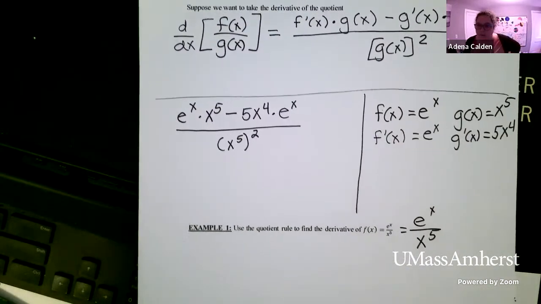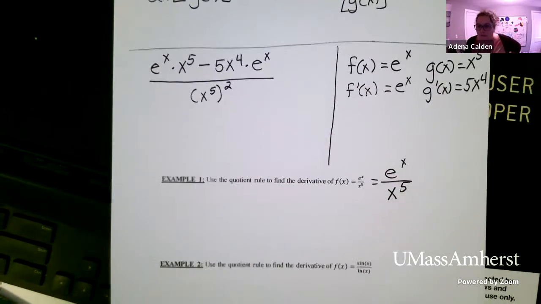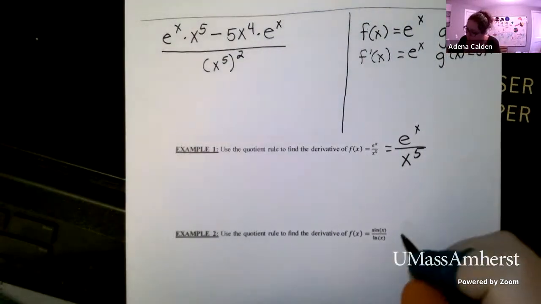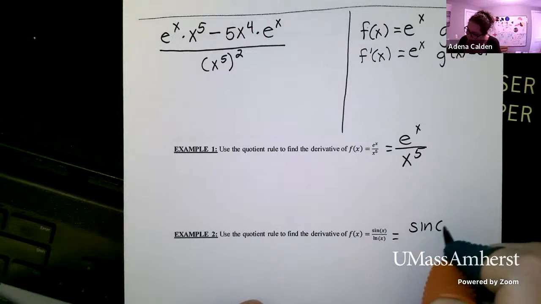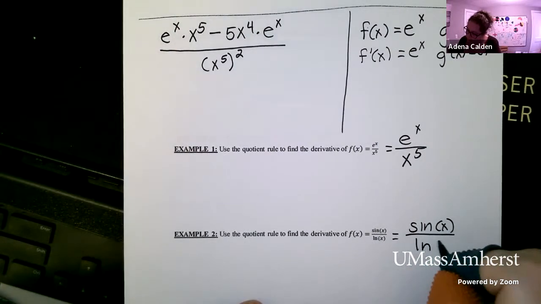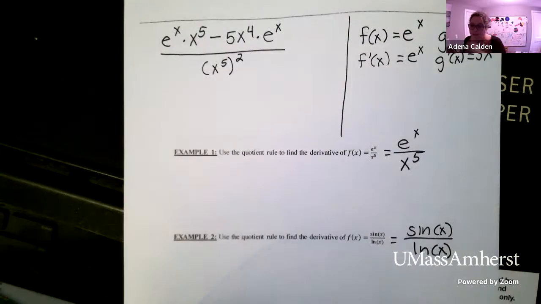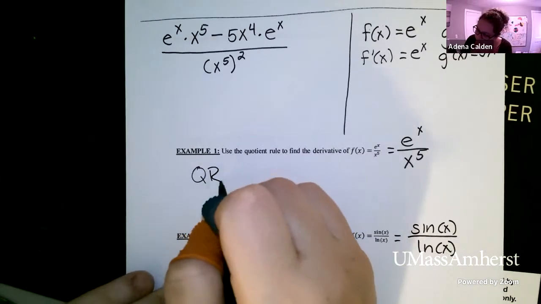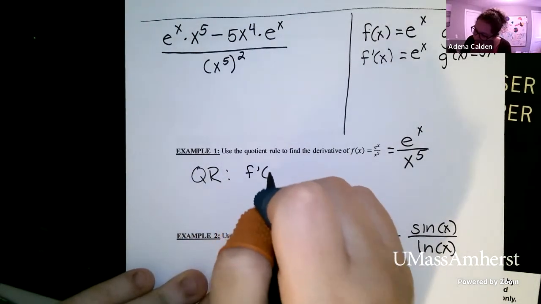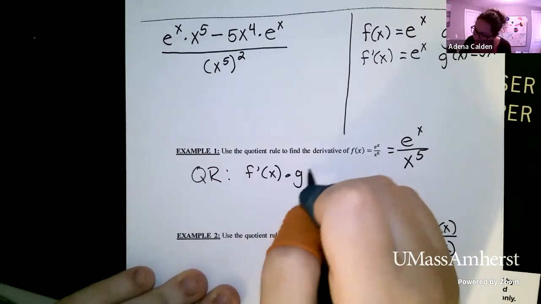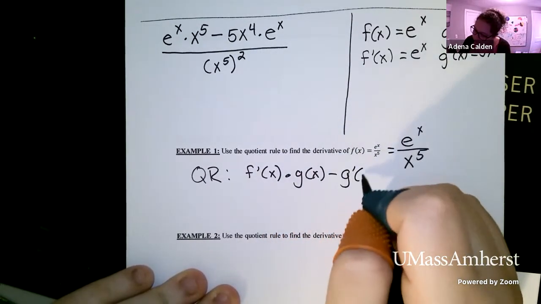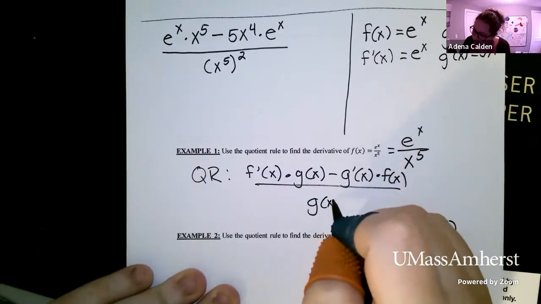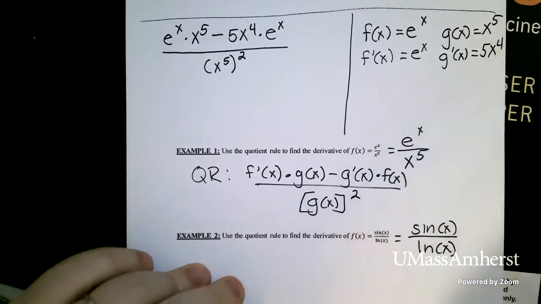I'm going to have you try one. So you can keep the formula. No, I'll rewrite the formula for you guys. So the quotient rule that you're going to try, we have sine x over ln x. I'll write that a little bit bigger. Sine x over ln x is the function that we're going to try. I'm going to rewrite the quotient rule up here. So f prime of x times g of x minus g prime of x times f of x, all divided by g of x squared.